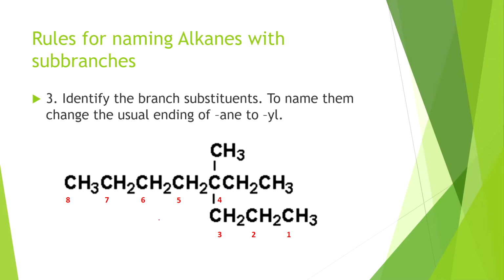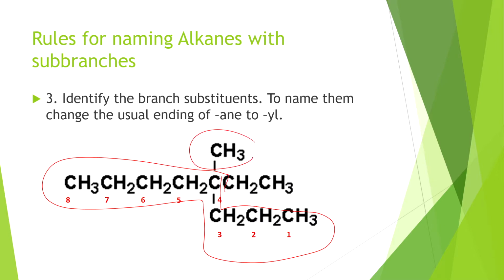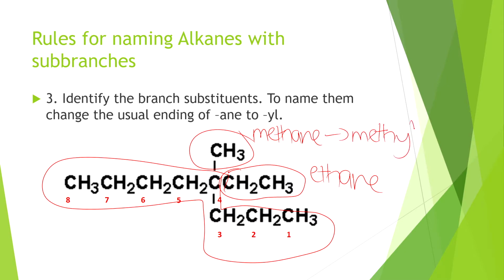So rule number 3, identify the branch substituents to name them. Change the usual ending of ane to yl. As we have previously established, this is the main chain, and these two are the substituents or the branches. As you can recall, this would be called a methane, and this would usually be called an ethane. But since we want to change the ending from ane to yl, this would become methyl, and this would become ethyl.